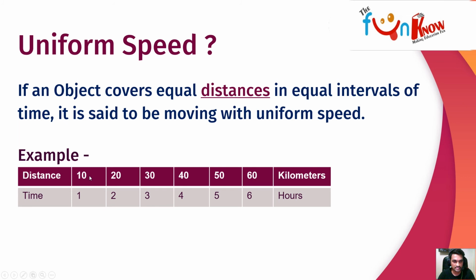See, 20 minus 10 is 10, 30 minus 20 is 10, 40 minus 30 is 10, 60 minus 50 is 10, and the intervals between the time is also same. 2 minus 1 is 1, 3 minus 2 is 1. So when there is equal interval in the distance and time, this is an example of uniform speed.